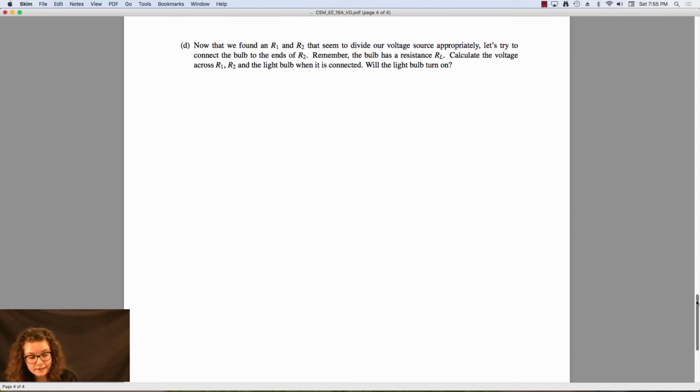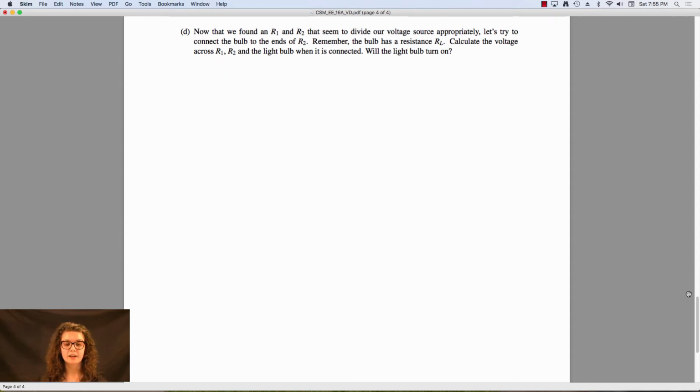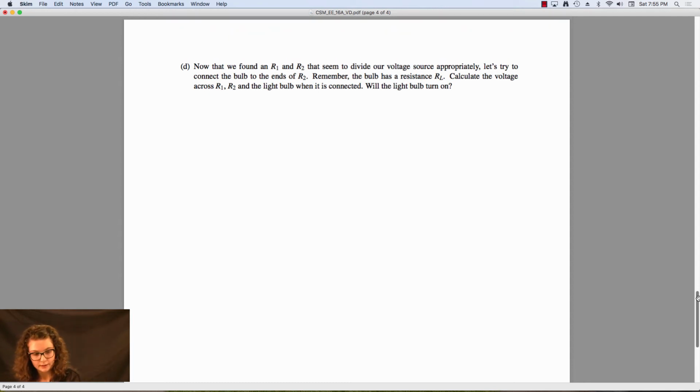So last question, part D. Now we have found an R1 and an R2. I'm just going to say they were 6 kiloohms, 6 kiloohms for that one, 6 kiloohms for this one. That seemed to divide our voltage source appropriately. Let's try to connect the bulb to the ends of R2. And remember that the bulb has its own resistance. So calculate the voltage across R1 and R2 and the light bulb when it is connected.